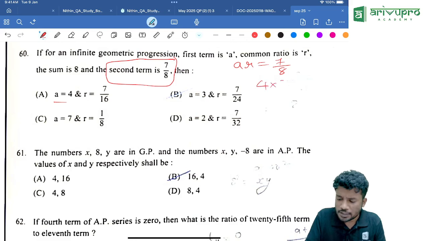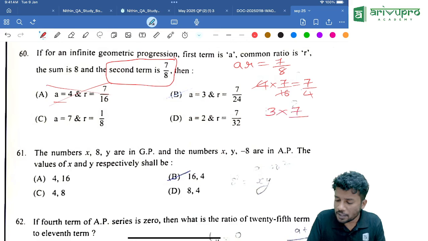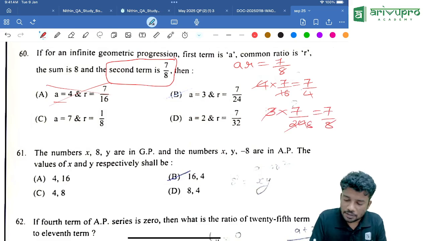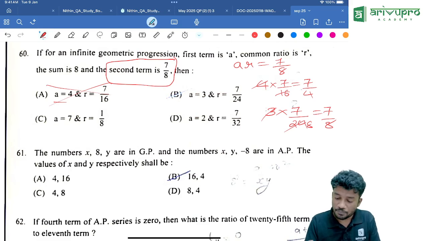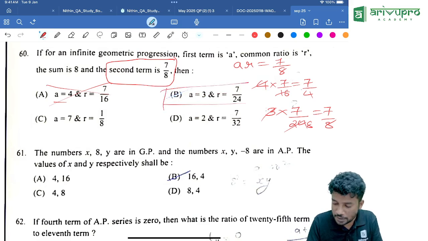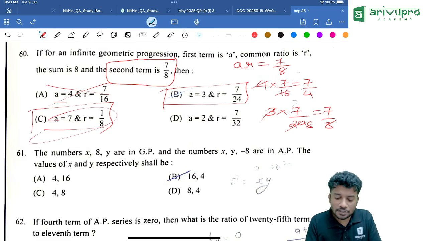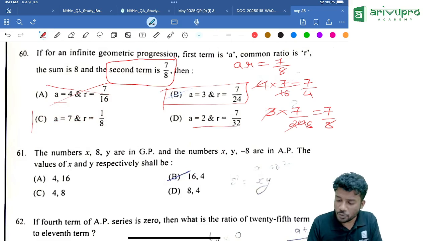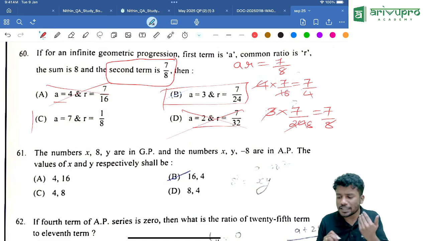Take option A. 4 into 7 by 16, cancel, cancel. It is 7 by 4. That means option A is wrong. Try option B. 3 into 7 by 24, cancel, cancel. What is remaining? 7 by 8. So option B is a possibility. Now check C. 7 into 1 by 8 is also 7 by 8. Then option D, 2 into 7 by 32, is anyway not the answer.